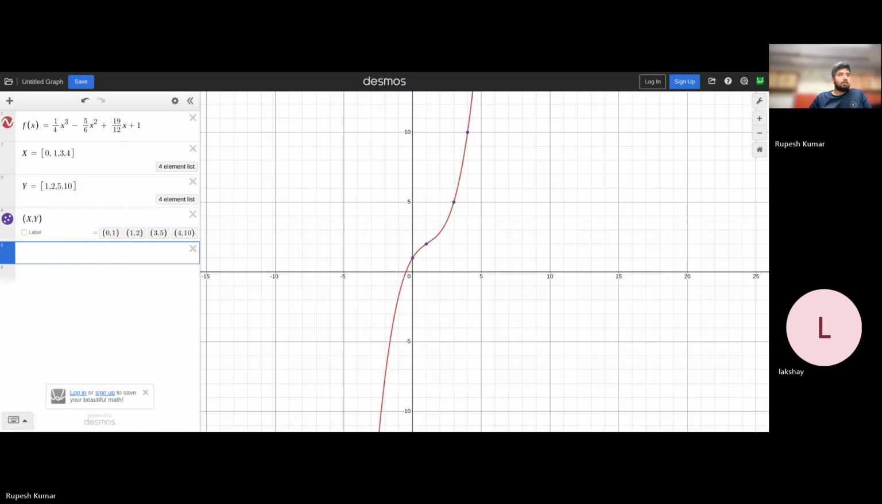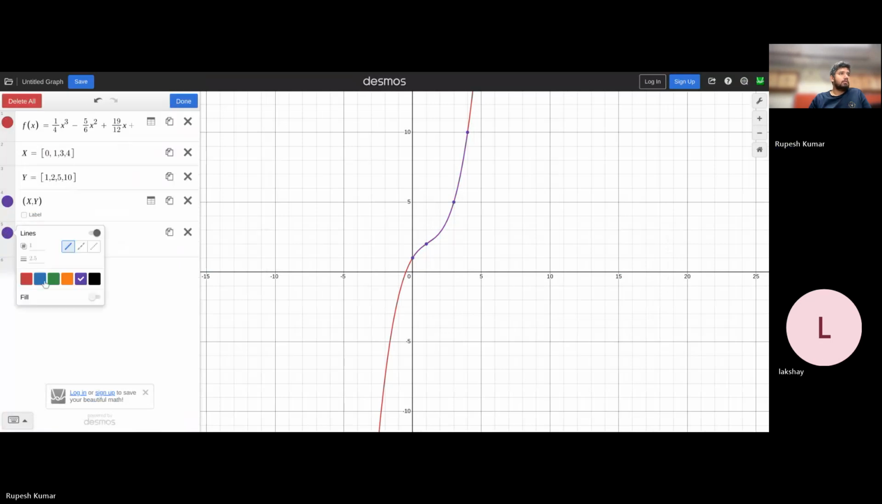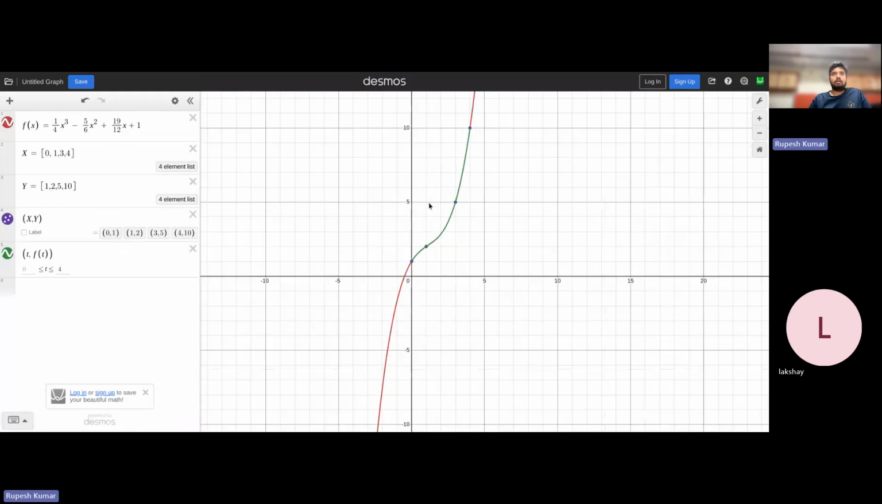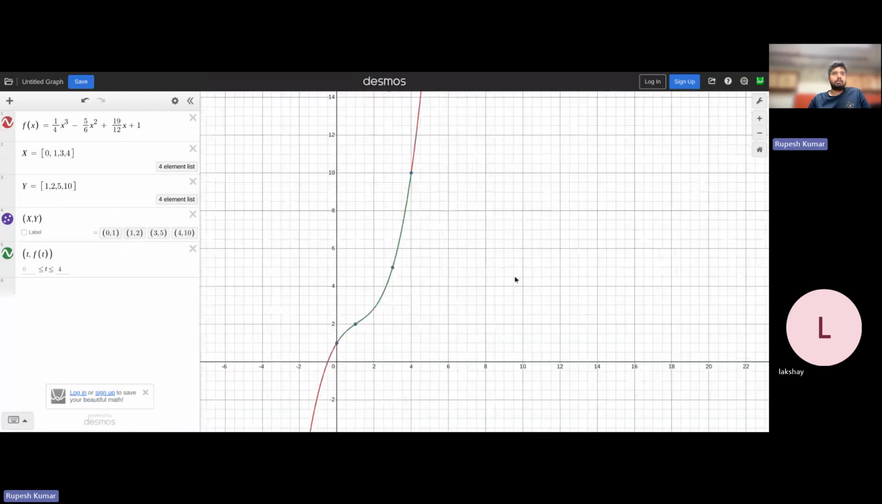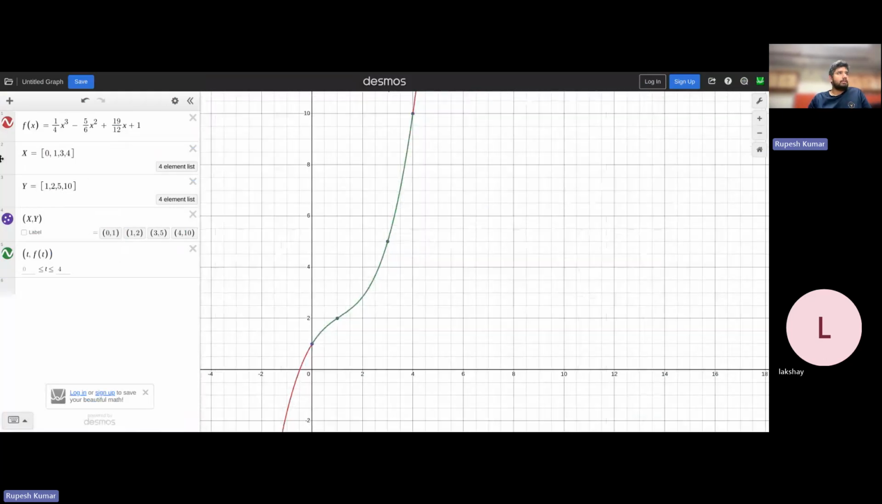So the green part shows our interpolate function, or the violet. Let me make it the violet. The green curve shows our interpolate function. And whenever you have a function f of x, you can always find the value for any given t, right?